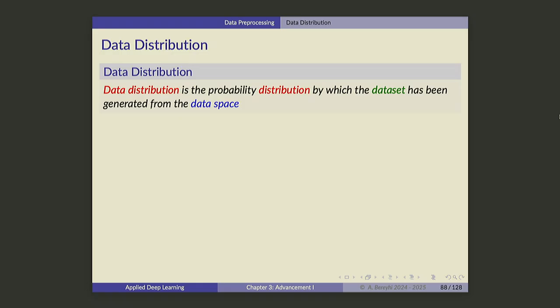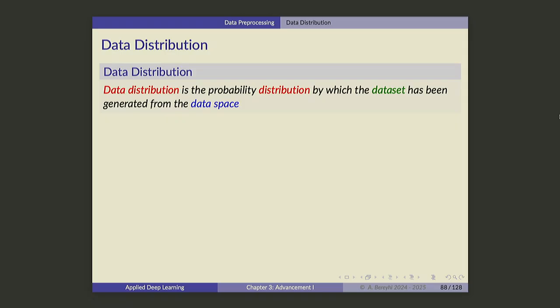Now, this is the way that we define the data distribution. And defining the data distribution makes life much, much easier for us as compared to just working with the data space or the space of possible data. So what is data distribution? It's basically the distribution by which you have sampled your data from the data space and put it inside your data set. Now, that is the idea.